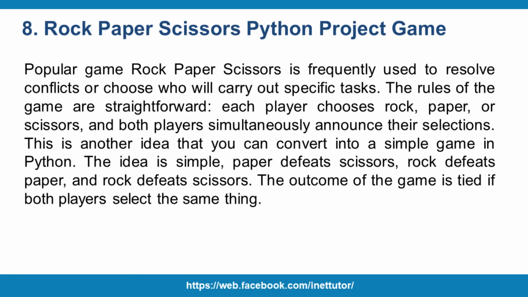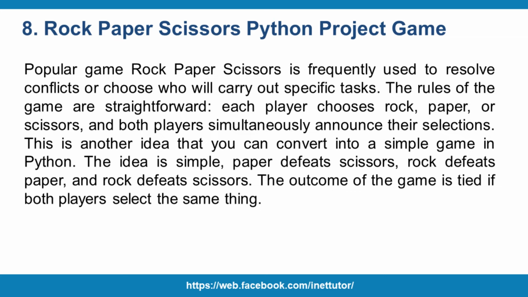Rock paper scissors is a popular game frequently used to resolve conflicts or choose who will carry out specific tasks. The rules of the game are straightforward. Each player chooses rock, paper, or scissors, and both players simultaneously announce their selections.